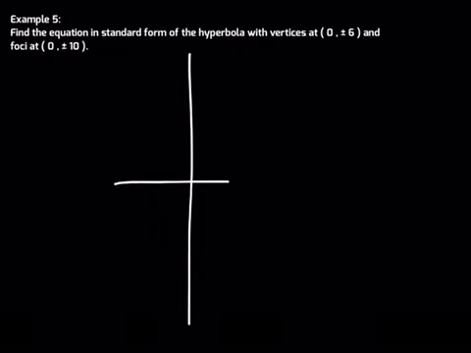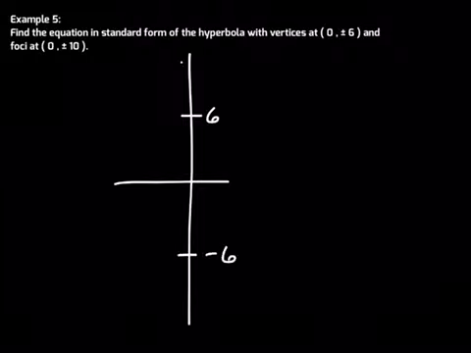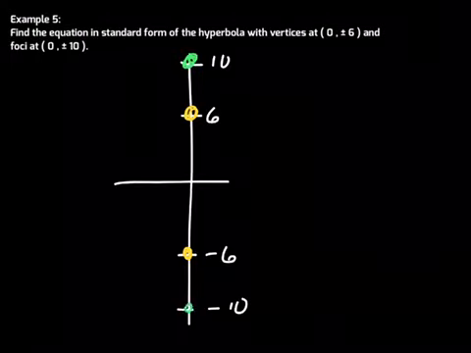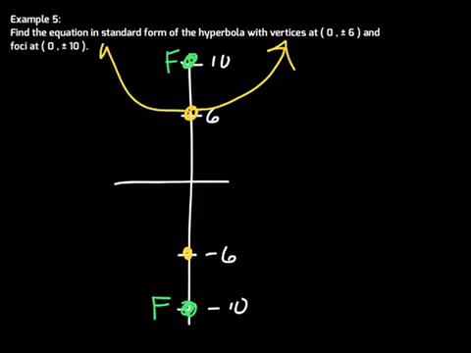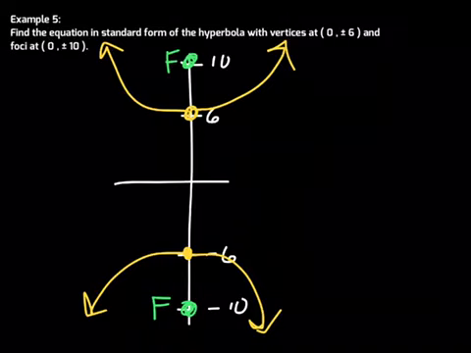I am not being super detailed, okay? This is what they gave you. Your vertices are at 0, 6 and 0, negative 6. And your foci are at 0, 10, and 0, negative 10. The yellow ones are your vertices. So this hyperbola, I hope you can see, is going to have to open upward and downward. Now, do you see what your center is going to be now that you've graphed a little bit? Do you see that the center is going to be right at the origin?